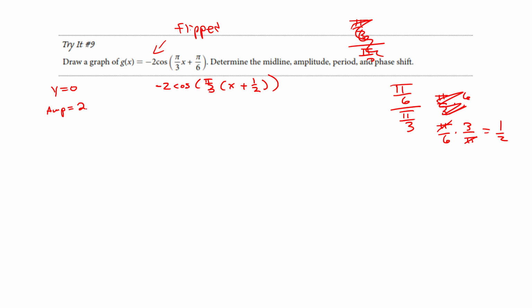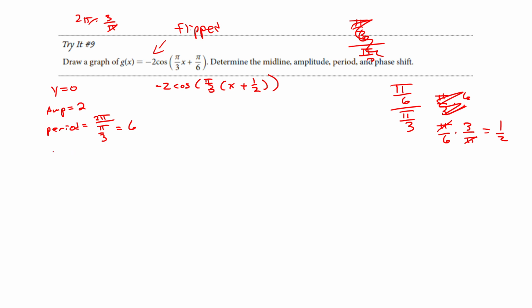Okay, so my amplitude is 2. It's flipped upside down. My period is 2 pi divided by that number sitting in front of x, which is pi over 3. So we flip that upside down, and we are going to get 6 here. If you flip that upside down, you'd have 2 pi times 3 over pi. You're going to get 6. So my period is 6.